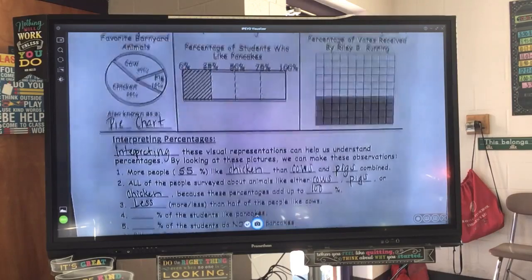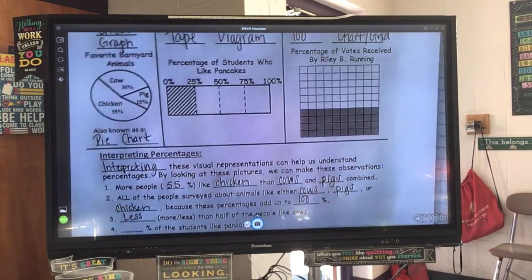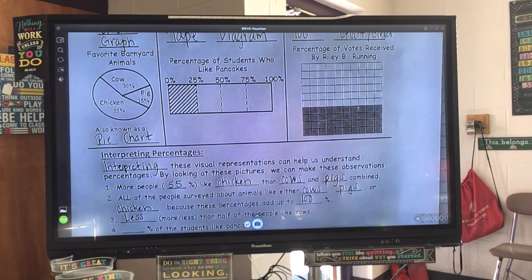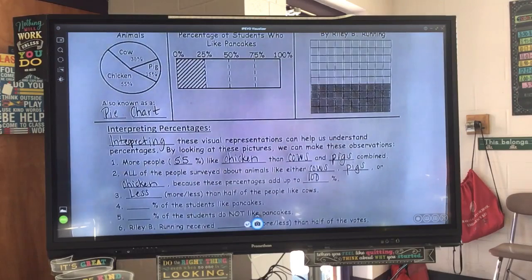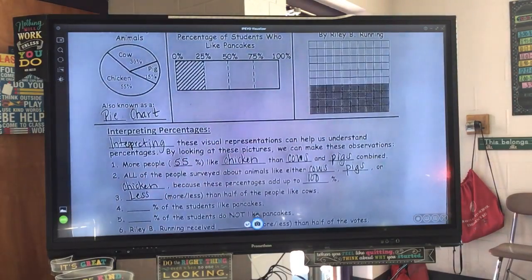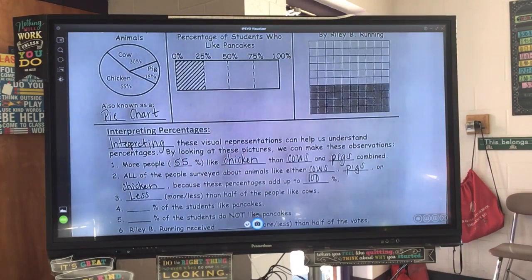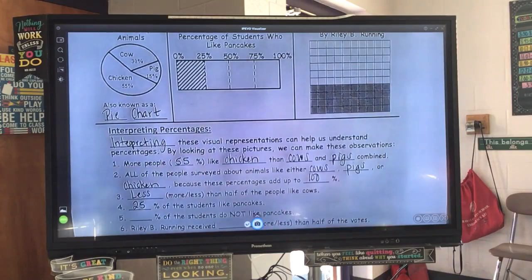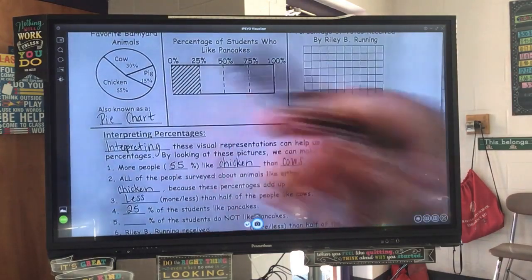Alright, now we're moving on to the tape diagram. It says percentage of students who like pancakes. So for number 4, blank percent of the students like pancakes. Looking at this middle one, how many students like pancakes? And how do we know that? Noah? 25. How do you know? Right, because it's shaded in that first 25. If it was 50%, we'd have the 2 boxes filled in.